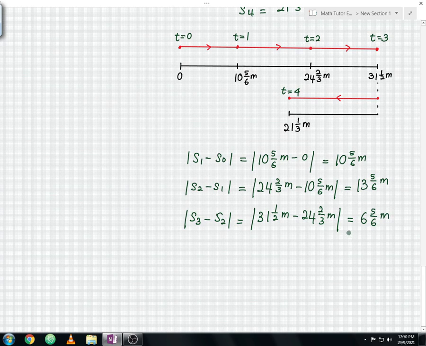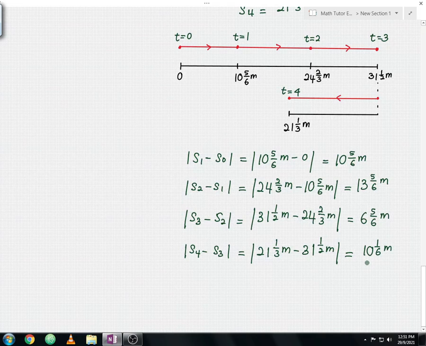Okay, at last you need to calculate the distance traveled during the fourth second. So from here it will be equals to modulus of S4 minus S3 close modulus, where it will be equals to modulus of 21 1 over 3 meter minus 31 1 over 2 meter close modulus. So you calculate this, you should get your distance traveled is equals to 10 1 over 6 meter.